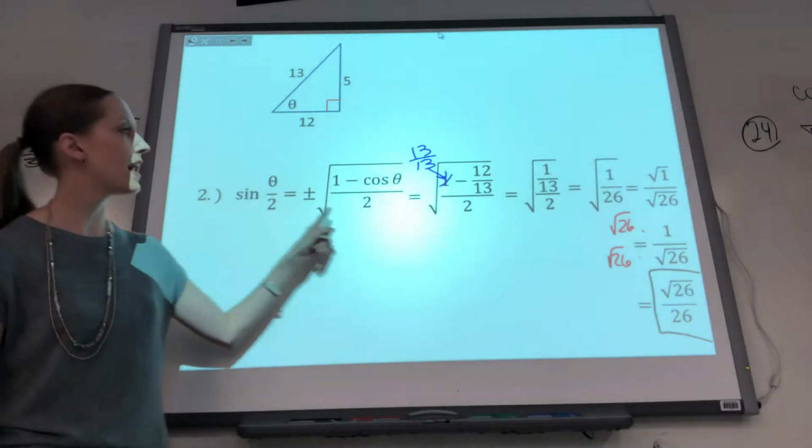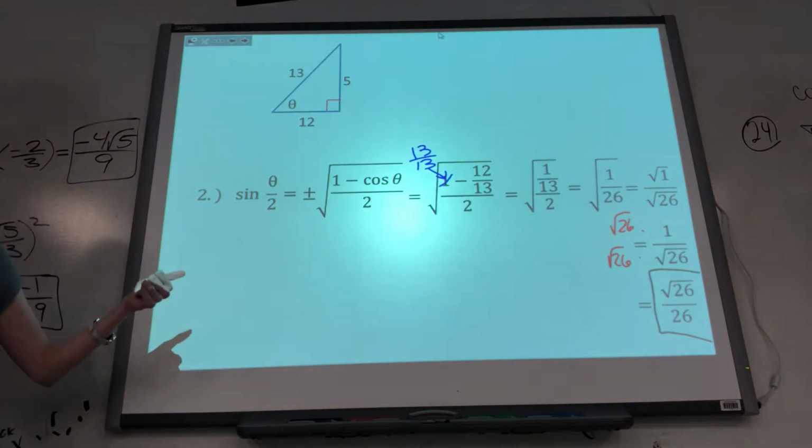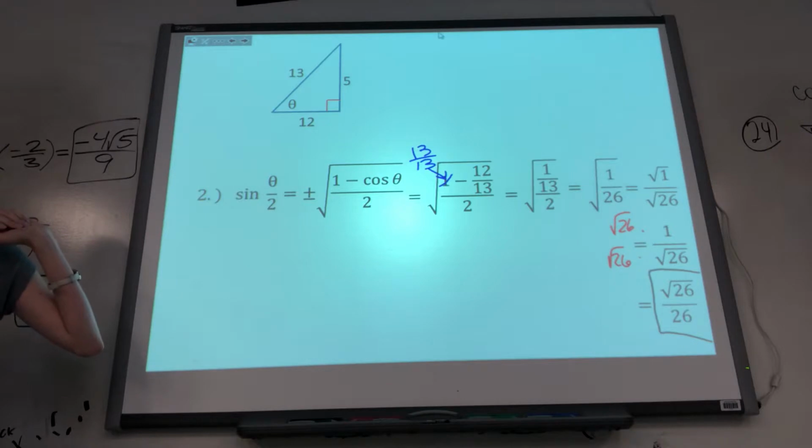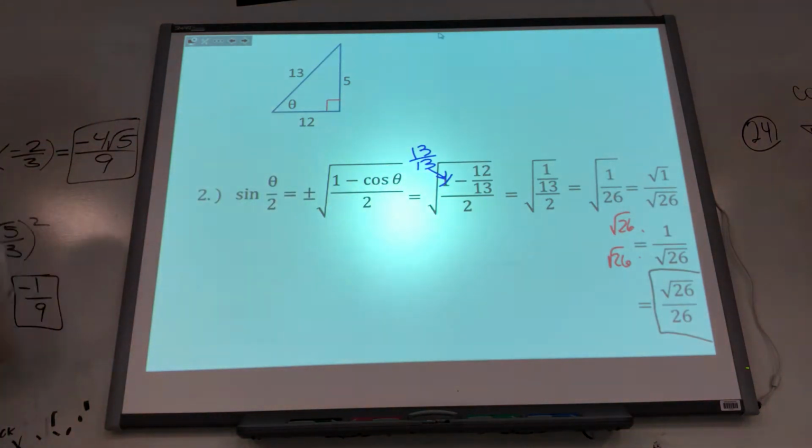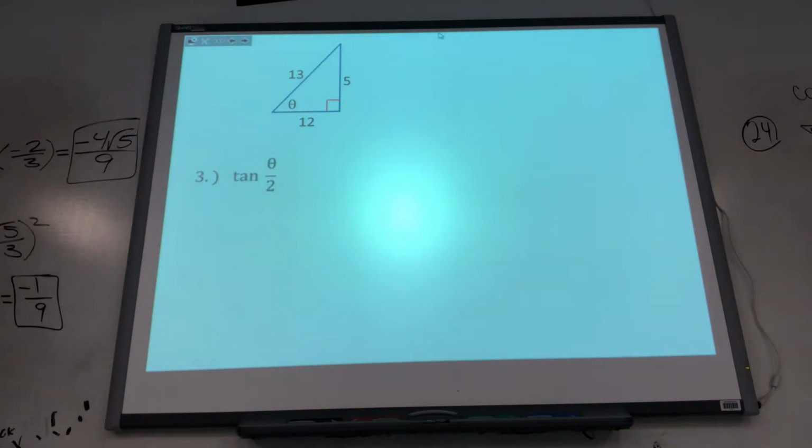Any questions about how we got that? It's a lot of the same steps as the last problem. Again, you're just subtracting instead. Now, for number 3, you probably know what's coming. We've already done sine and cosine. So, number 3, we've got to find tangent of theta over 2. Tangent of theta over 2.